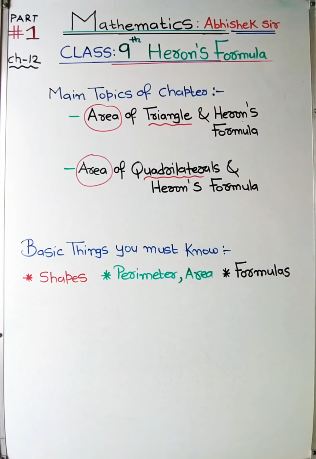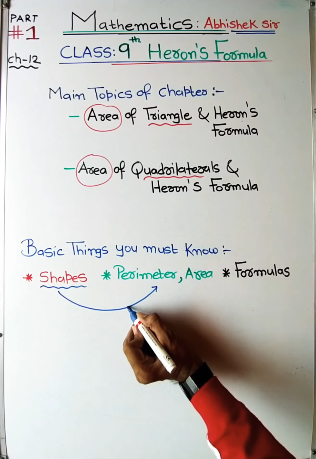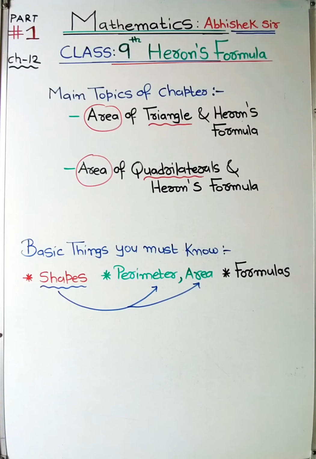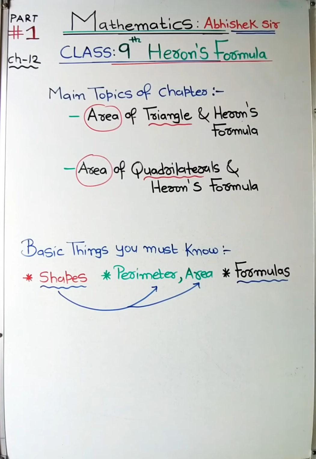But before starting this chapter you must know a few certain things. The first important thing is the knowledge of shapes. We all have studied shapes in our lower standards. We have seen triangle, quadrilateral, different kinds of parallelograms, squares, rectangles, trapeziums, etc. Right? The knowledge of shapes will help you find their perimeter as well as their area. Clear? And to find the perimeter and area, what do we need? We need different formulas. Clear?